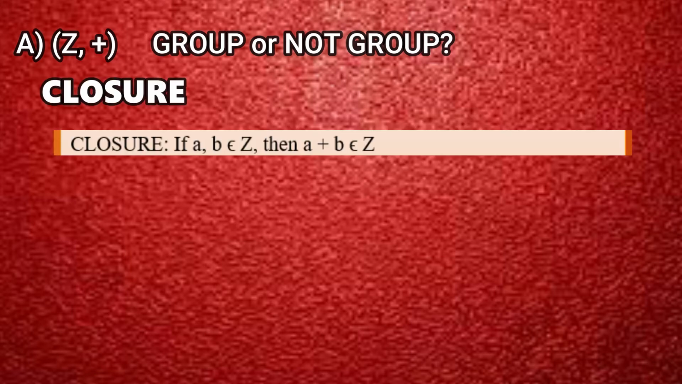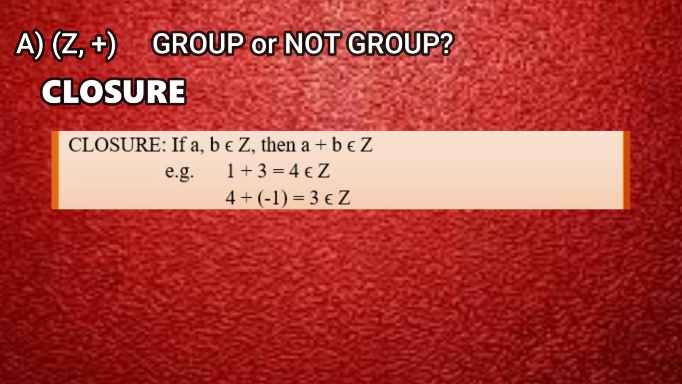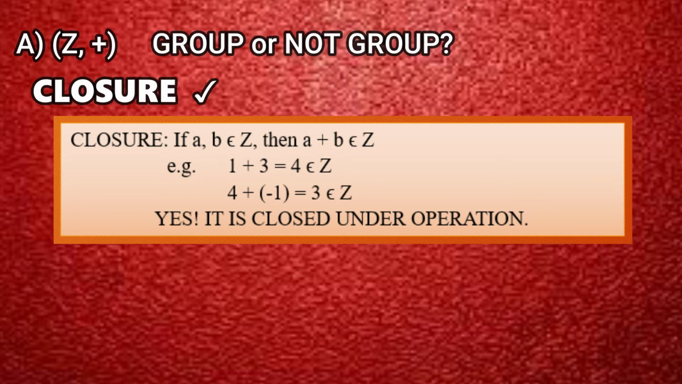For the first property, closure, we know that integers under addition satisfies the closure property. If you take any two elements in the set Z and apply the binary operation, then A star B should also be in the set Z. For example, 1 plus 3 is equal to 4, that is an element of Z. 4 plus negative 1 is equal to 3, which is also an element of Z. So yes for closure. For the second property, is it associative?